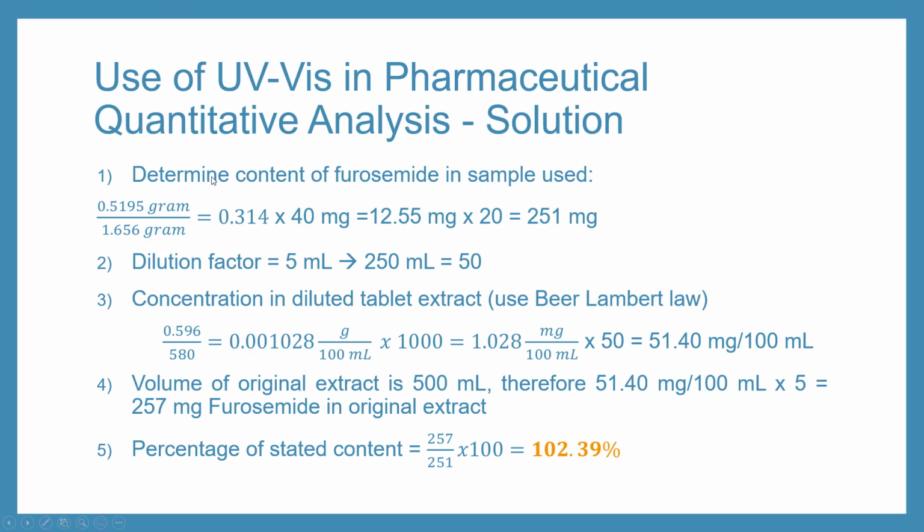Okay, so first of all, determining the content of furosemide in the sample used, noting your dilution factor, using your absorbance value and your A1% value to determine the concentration in your dilute sample, factoring in any dilutions, keeping an eye out for how much it was made up to, and then doing your percentage. Those steps should be fairly consistent, okay? So just try and get your head around these two slides here.